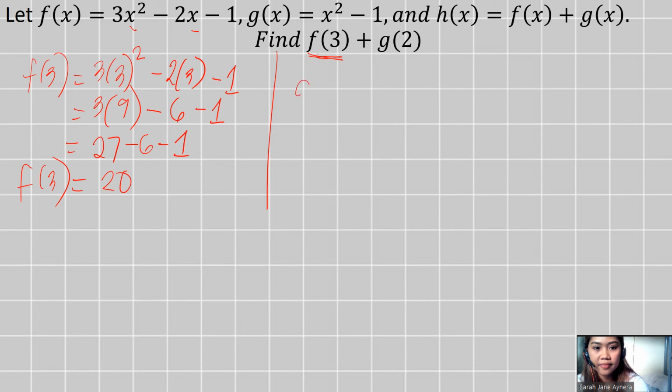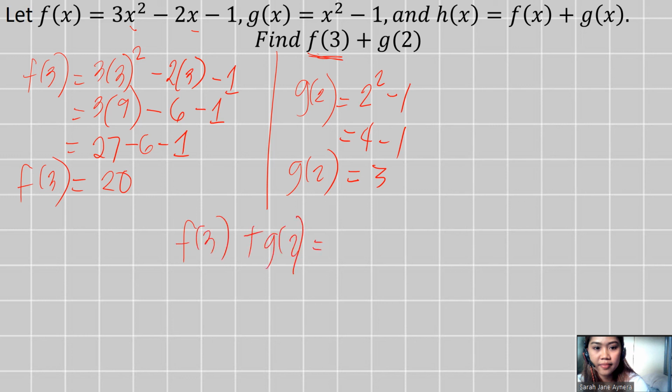Now, g of 2 is equal to 2 squared minus 1. This is equal to 4 minus 1, which is 3. So, your g of 2 is equal to 3. Now, to solve for f of 3 plus g of 2, you will just replace f of 3 by 20 and g of 2 by 3. This is equal to 23. So, f of 3 plus g of 2 is equal to 23.